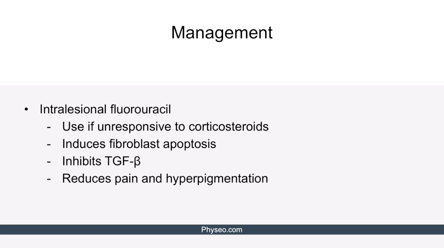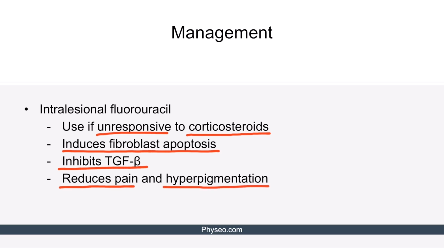Well, the second line treatment is intralesional 5-fluorouracil, abbreviated 5-FU. So this actually can only be used if there's no response to corticosteroids, which makes sense. It's second line. You try it after you've tried corticosteroids. But why does 5-fluorouracil work? Well, what it does is induce apoptosis of the fibroblasts. And by doing so, it inhibits TGF-beta. So that right there should result in a decreased size of the keloid. Now, 5-FU also has the additional benefits of reducing the pain and the hyperpigmentation associated with the keloid.